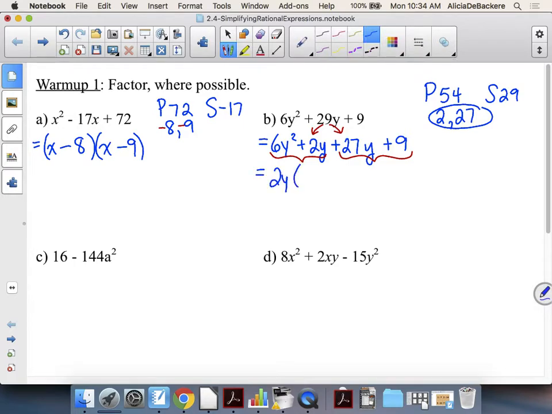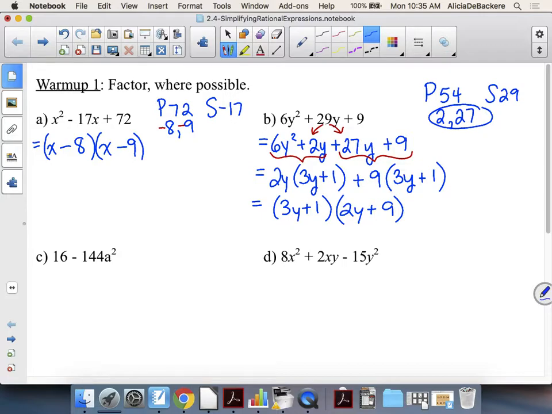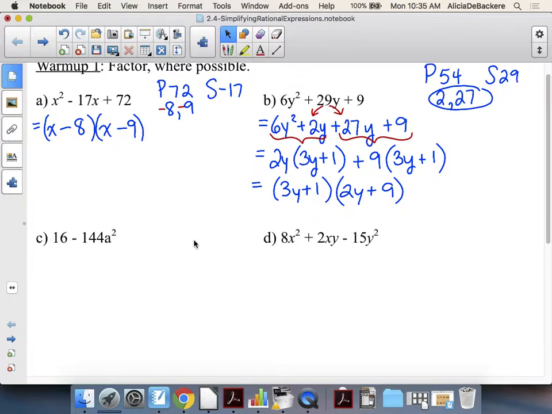I see that I can take a 2y out of the first 2 terms, and of course I'm dividing it out. I'm left with 3y plus 1 when I divide both terms by 2y. And then looking at the second pair, I can divide both of those by 9. And again, I'm left with 3y plus 1. So now I have a common bracket of 3y plus 1. I'll bring that out front, and then I write the leftovers in the next bracket. My leftovers are 2y plus 9. And I can check my work again by FOILing or multiplying that back out.